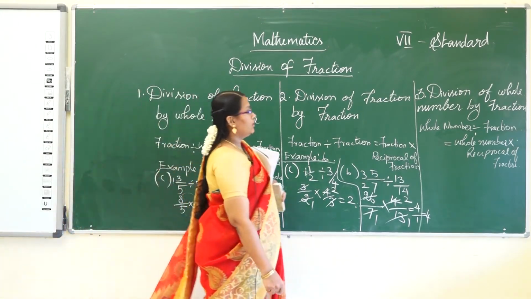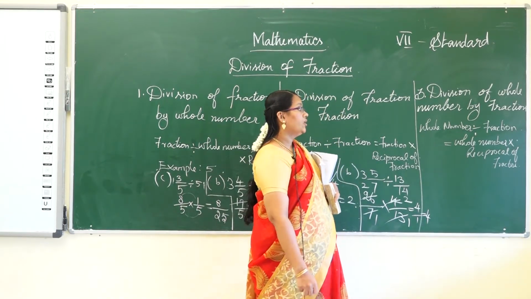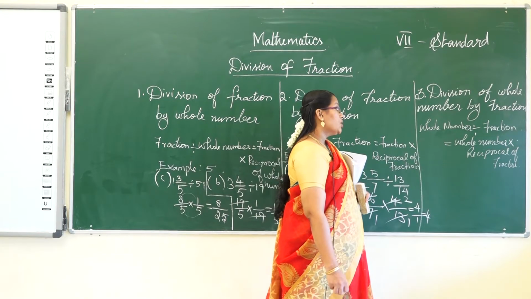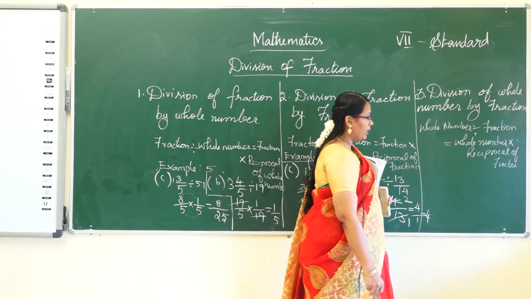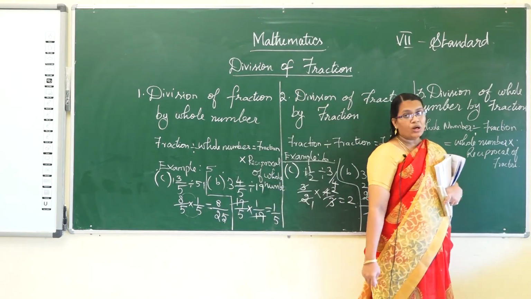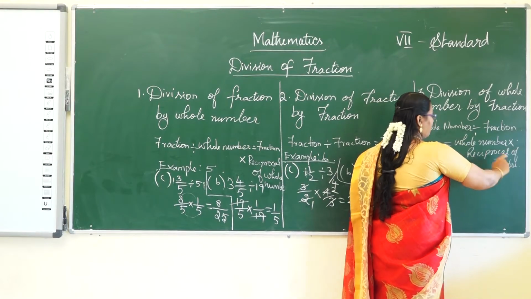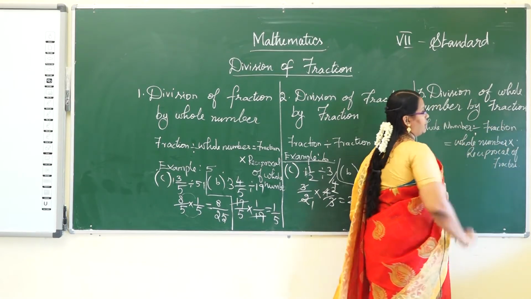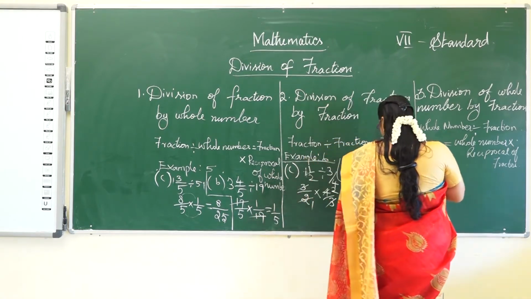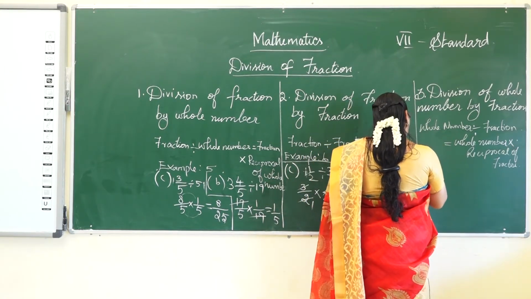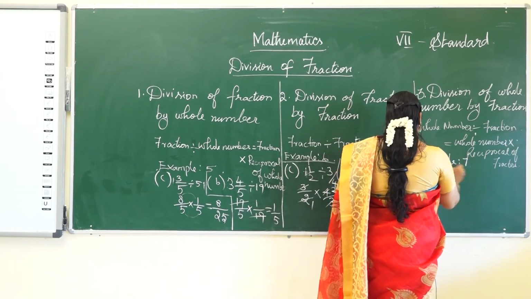Okay. Now the third type, division of a whole number by a fraction. When a whole number is divided by a fraction, we multiply the whole number by the reciprocal of the fraction. Okay, see the example. Example 7.